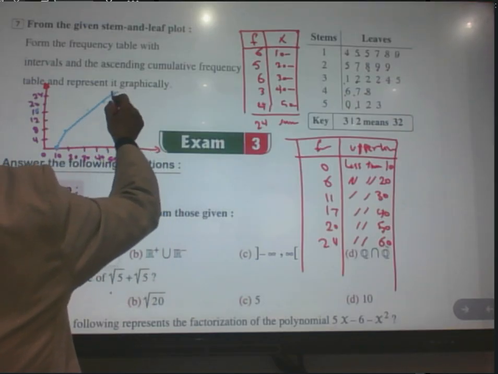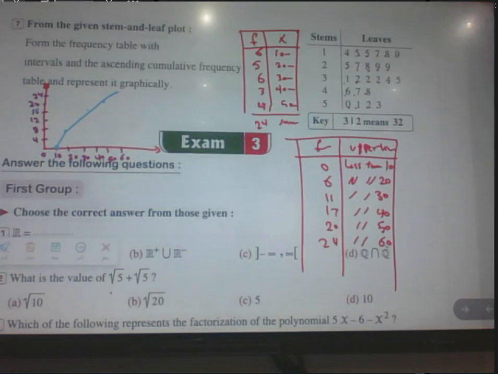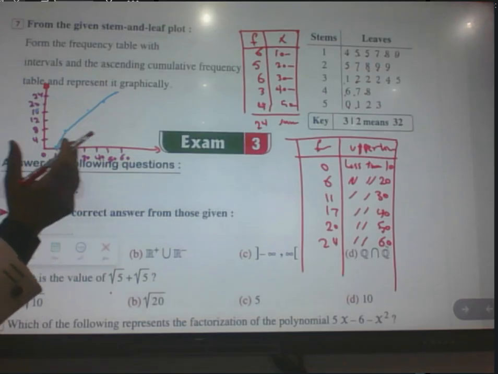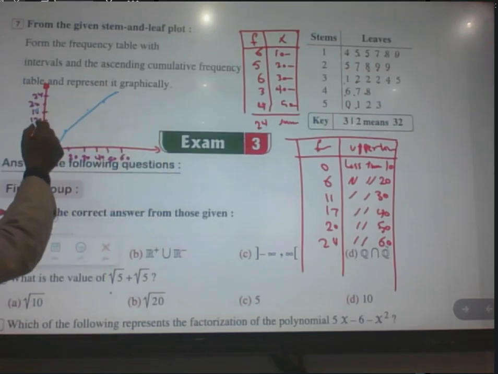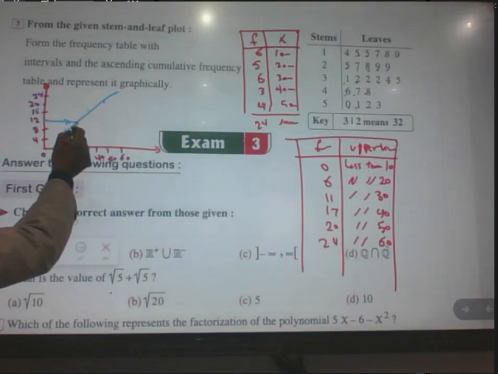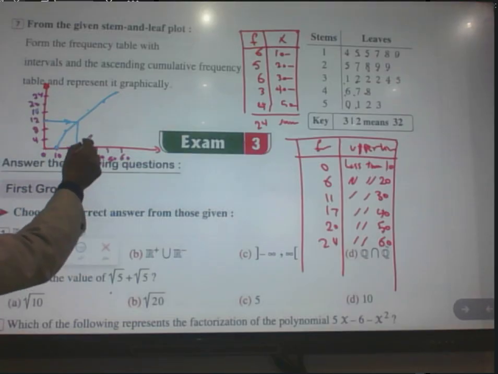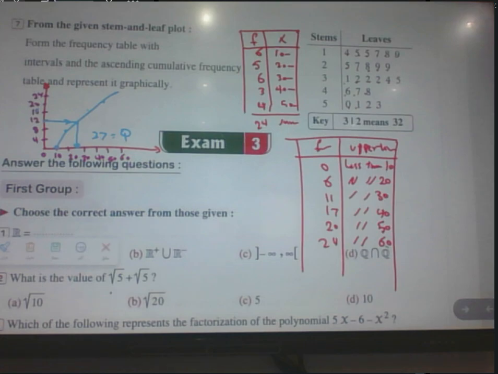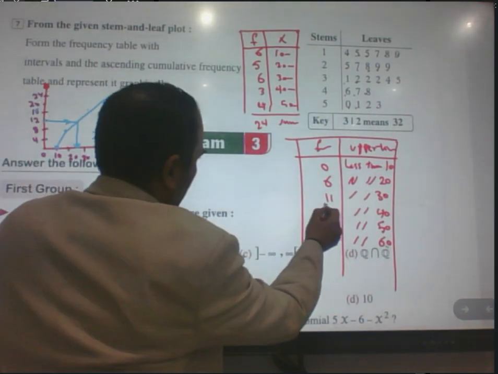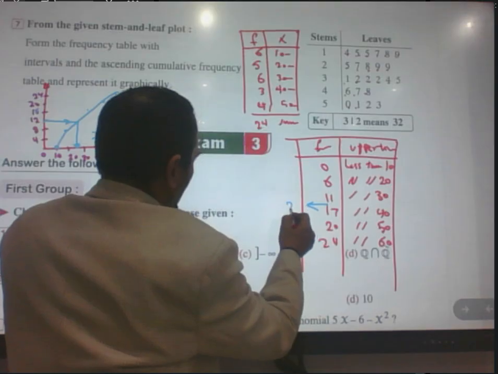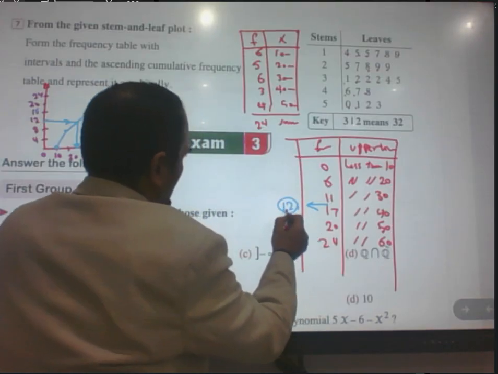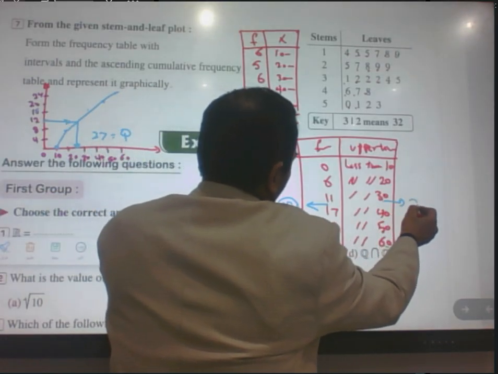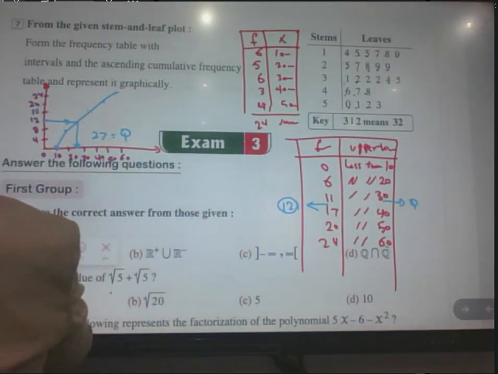Like this, a curve, and then we find the median. To find the median, half of 24 is 12. Draw a horizontal line here and then drop down vertically. Maybe 27, the median. Okay. Understood? You can also find the median by calculation: half of 24 is 12. And right here, you write the exact answer, okay?